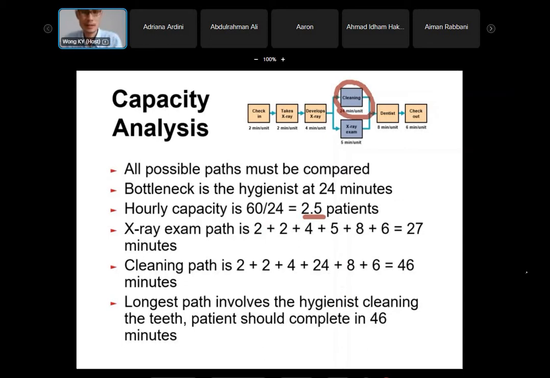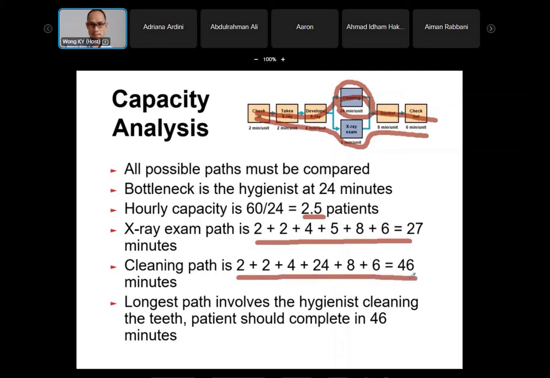Okay, very simple, right? So the throughput time you can calculate, because we have two paths here, one path and another path here. So the throughput time will be different for the different path. If we are taking the x-ray exam, the throughput time is this value. And the throughput time for the cleaning path will be this value. Okay, so I think you understand, it's simple.